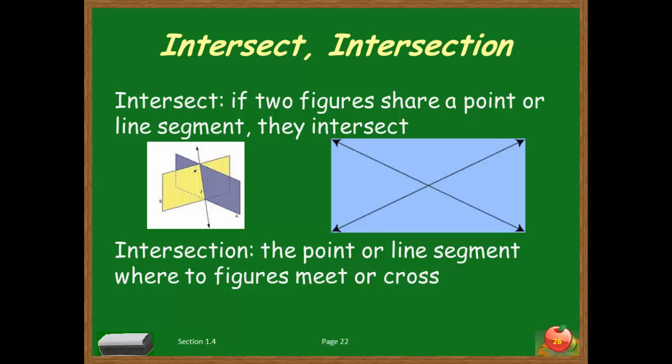Intersect or intersection. Two figures share a point or line segment if they intersect. These two lines intersect at a point. The point is called the intersection. The lines intersect at an intersection. These two planes intersect at a line. The line is the intersection.